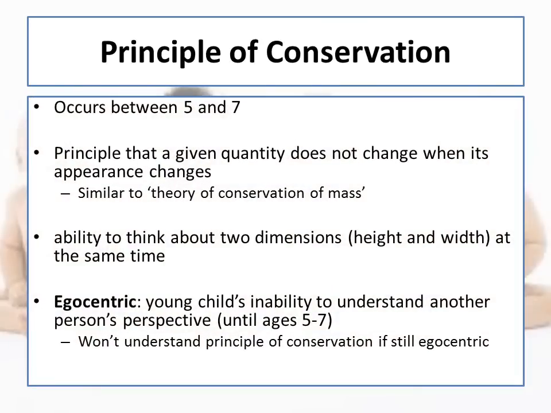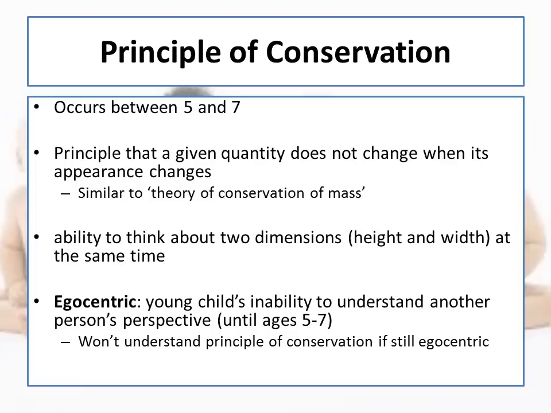The principle of conservation is another idea that comes from Piaget, and it usually occurs between the ages of 5 and 7. This principle is the idea that a given quantity does not change when its appearance changes. It's similar to the more adult theory of conservation of mass, but it refers to a child's realization of this fact. And it represents the ability to think about two dimensions, height and width, at the same time.